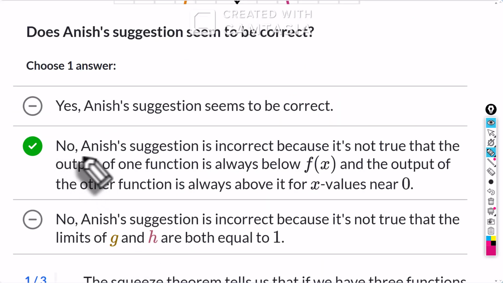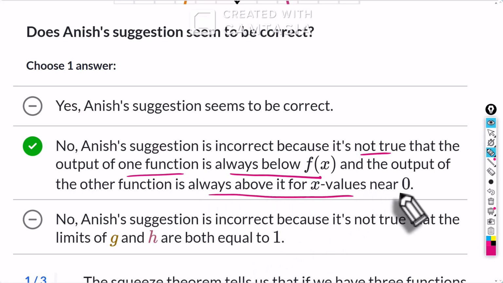Answer B. He suggests incorrect because it's not true that the output of one function is always below f of x and the output of the other function is always above for x values near 0. Why near 0? Because we were doing the limit as x approaches 0. Like I said, it has to be one above and one below for the values that are near where the limit is approaching. Answer B.